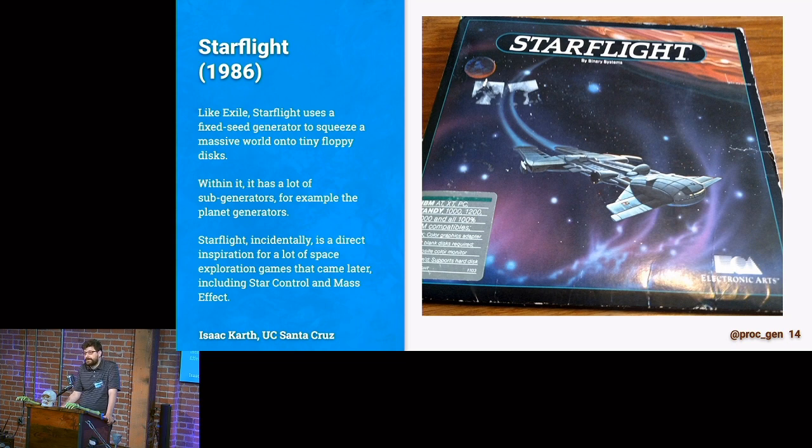Though within it, like in Starflight here, there might be a bunch of sub-generators. Starflight has this planet generator that can produce a whole bunch of different planets. And just a little history of ProcGen notes, Starflight is the inspiration for a lot of space exploration games that came later, including directly inspiring Star Control and Mass Effect.